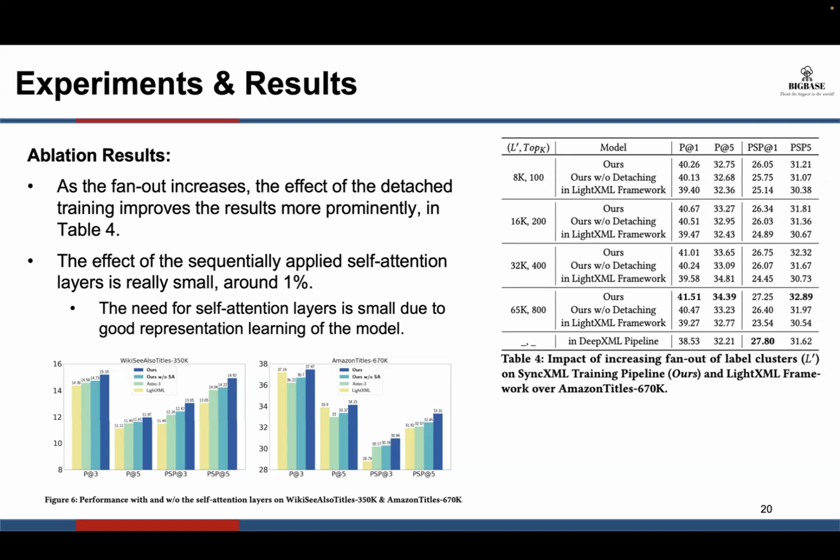And also lastly, they check the importance of the self-attention layers, and the effect of the sequentially applied self-attention layers is really small. The difference is around 1%. And this proves that the representation learning for short text queries of the model is good, that even without the self-attention layers, the model outperforms the ensemble model STEC3 here and the transformer model LightXML.